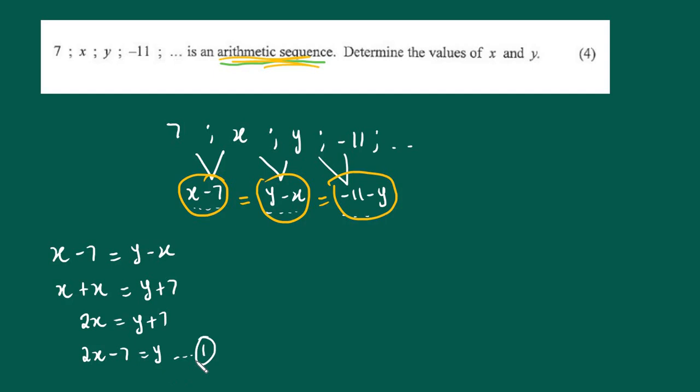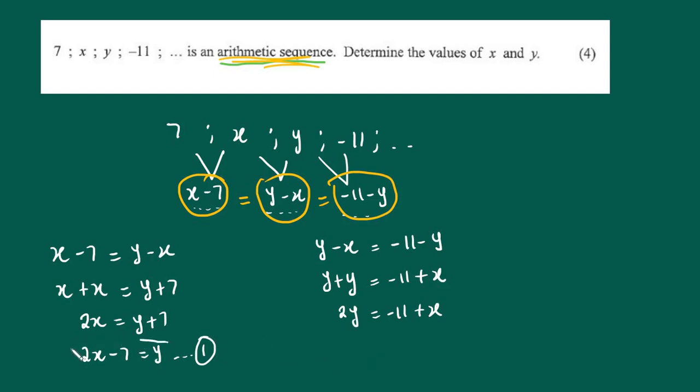Now I need the second equation. To get it, I'm going to choose these two pairs now, because I started with the other two. So I can say y minus x is equal to negative 11 minus y. I can also take the negative y to the other side, so that I have y plus y, and take the negative x to the other side, so that I have plus x. That means I'm going to have 2y is equal to negative 11 plus x.